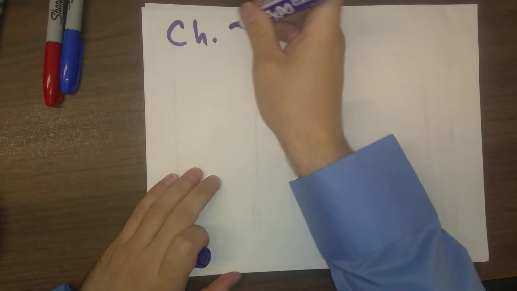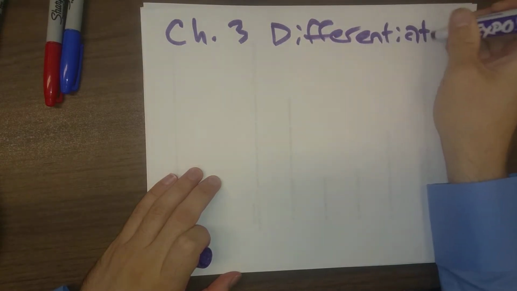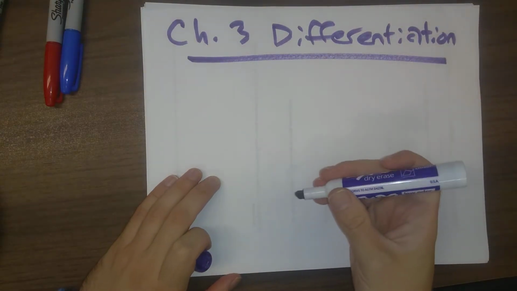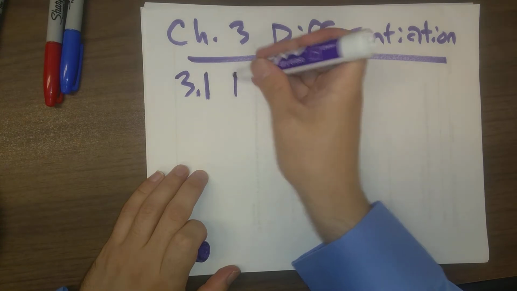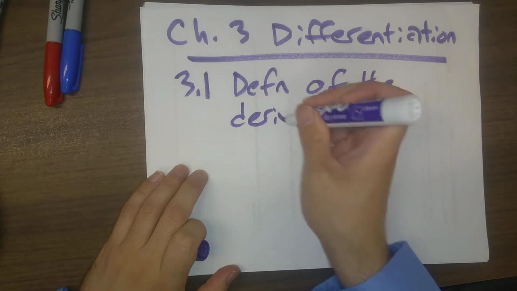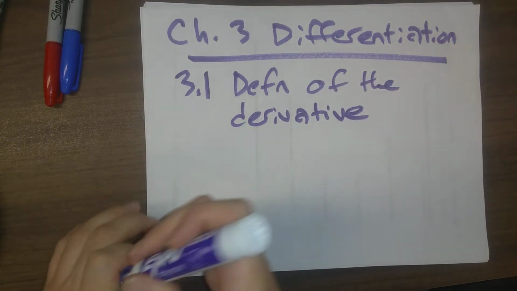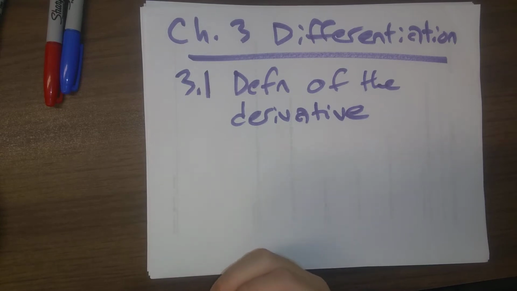We are finally ready to start Chapter 3 on differentiation. And so the very first thing we will do in this chapter is section 3.1, in which we will look at the definition of the derivative. By the end of this video, we will have the definition of what the derivative is, and then the rest of the section will be looking at how to apply the definition in lots of various ways.